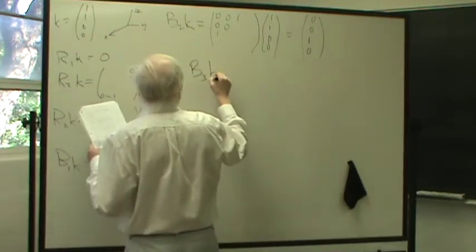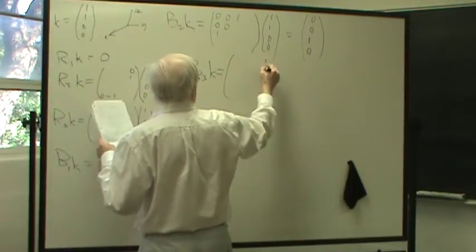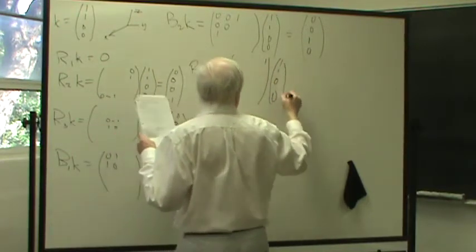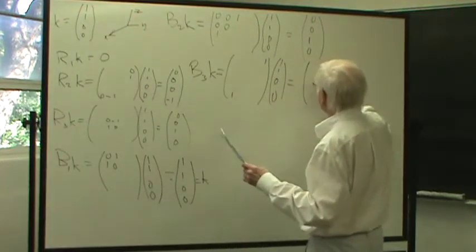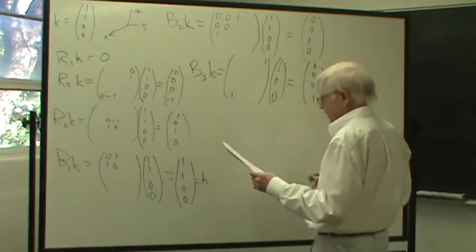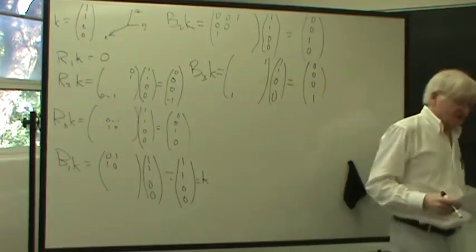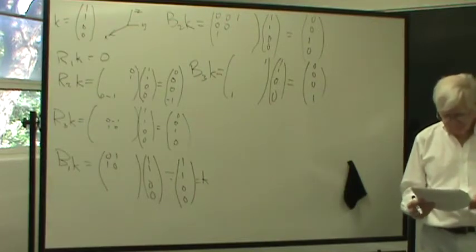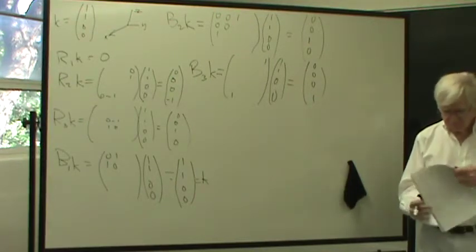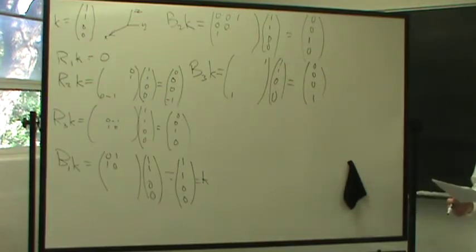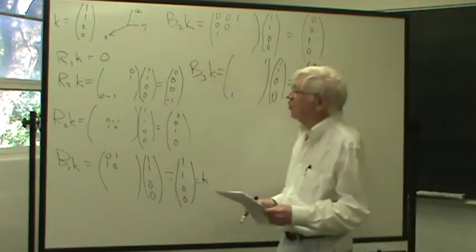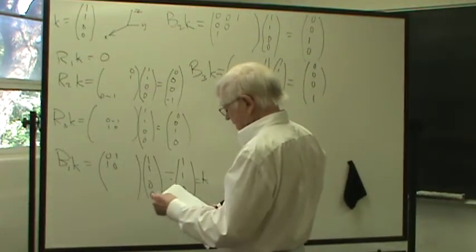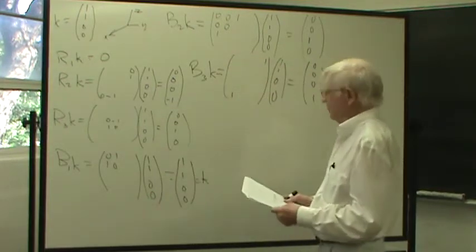And B3 on K is 1, 1, everything else 0 on 1, 1. So this is what happens, what the generators do to the fiducial vector in the massless case. Okay, now let's figure out then what's going on.